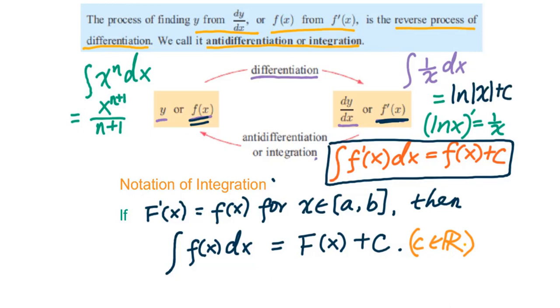Why do we put the absolute value here? Because the domain of the log argument must be greater than 0.